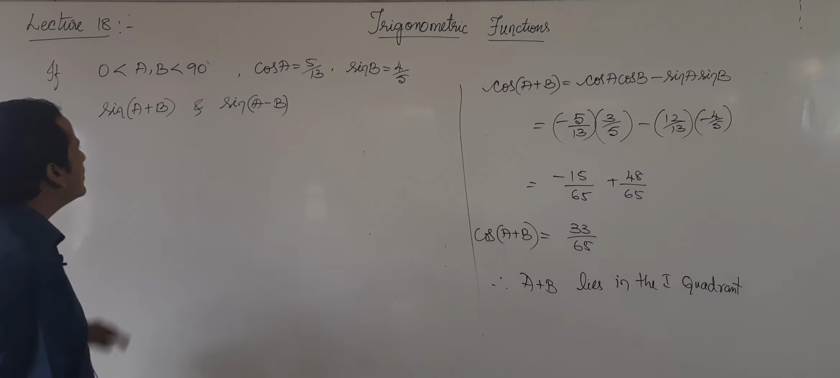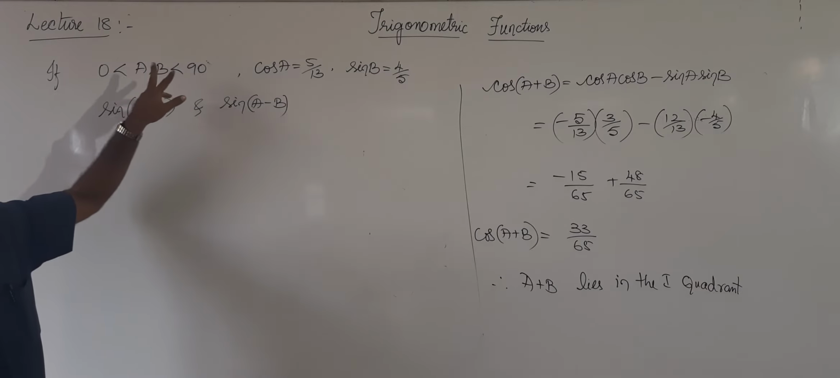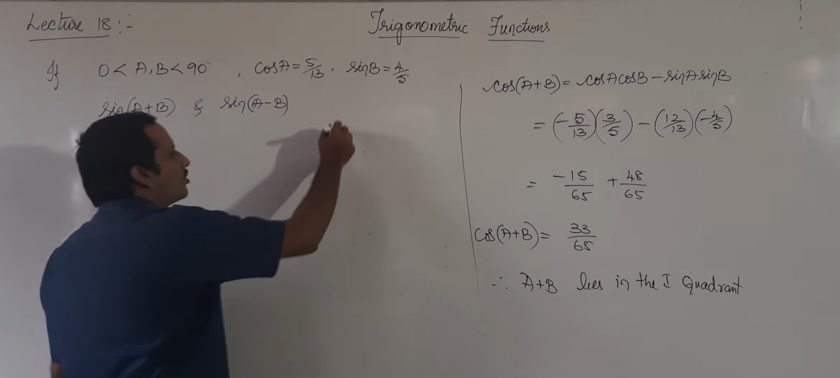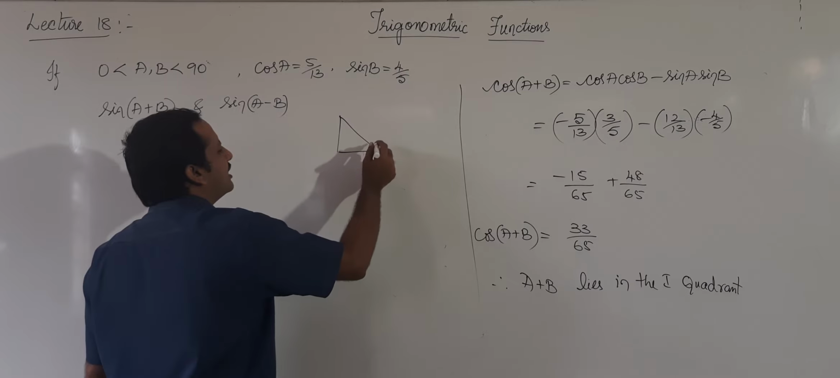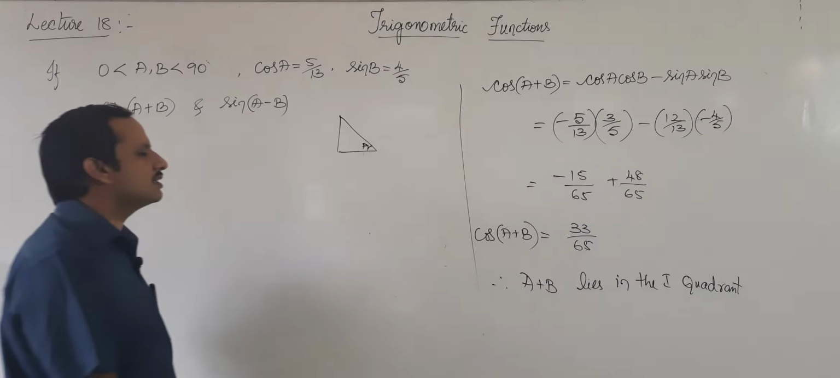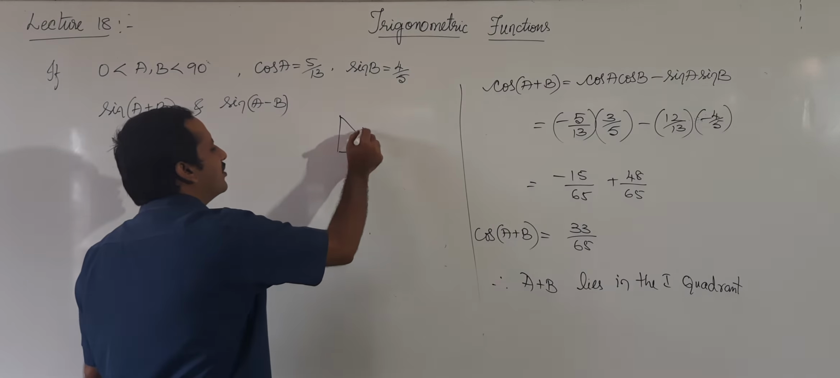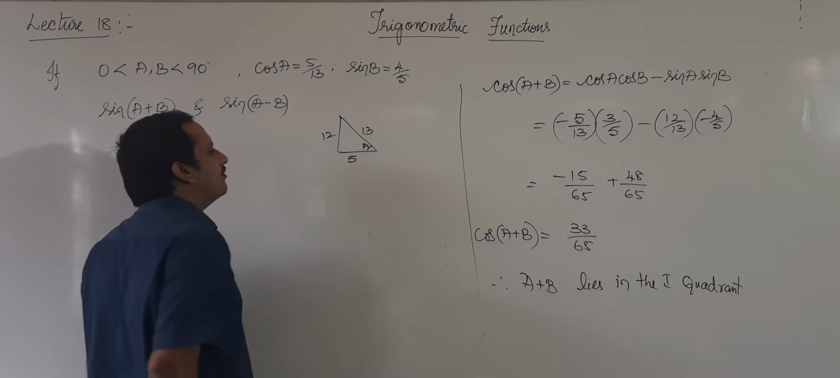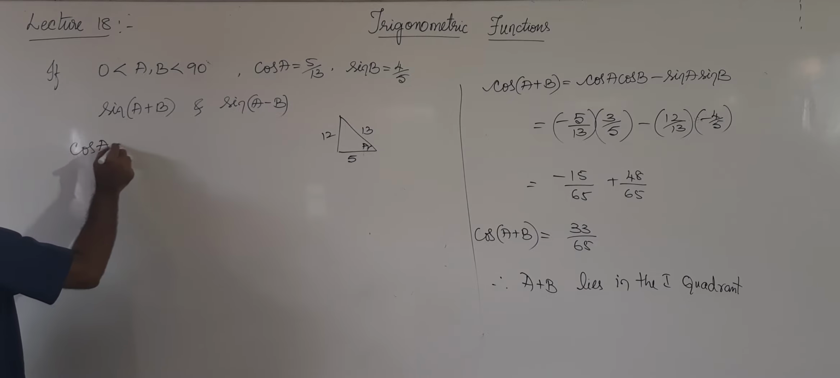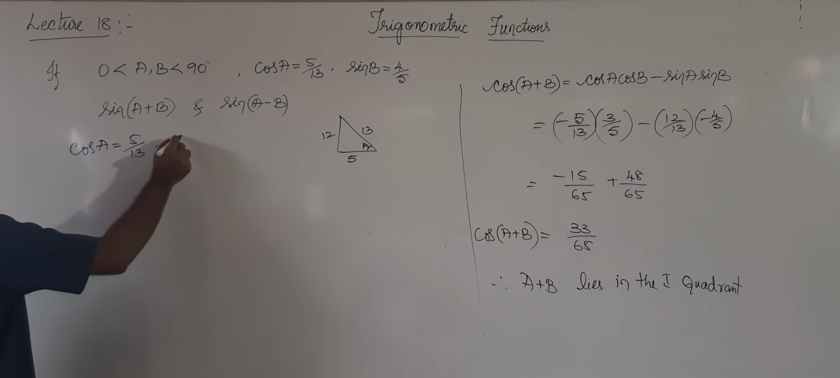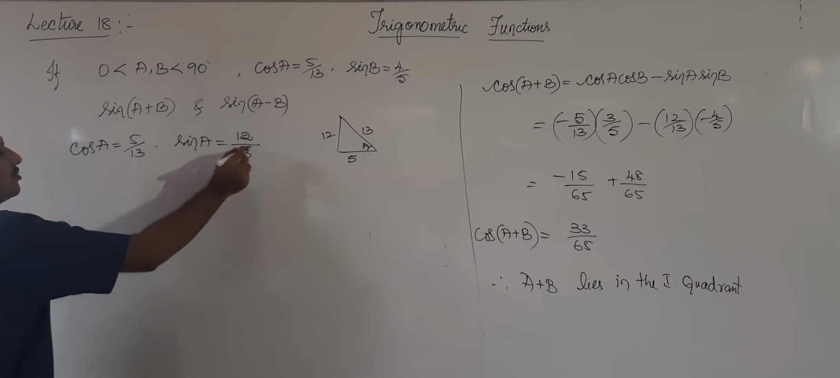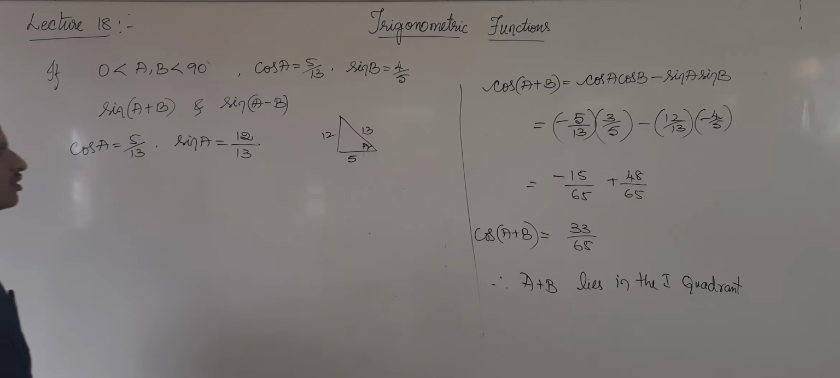Okay. So here both are in the 1st quadrant. A and B are in between 0 and 90 degree they have given. That means both are in the 1st quadrant. Cos A is equal to 5 by 13. Let me consider this angle as A. Cos A is defined as adjacent by hypotenuse, so 5 by 13, therefore this is 12. So cos A is equal to 5 by 13, therefore sin A will be equal to 12 by 13. Here this is also positive because A is in the first quadrant.